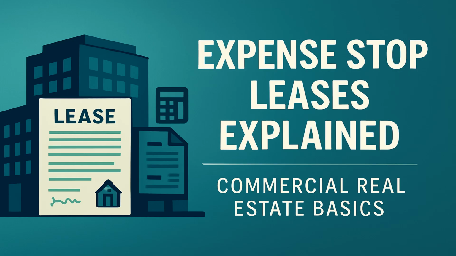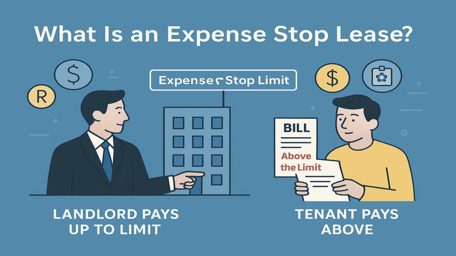Today we're breaking down expense stop leases, a common lease structure that affects how operating costs are shared between landlords and tenants. What is an expense stop lease, you ask? An expense stop lease is a commercial lease agreement where the landlord agrees to pay operating expenses up to a certain amount, which is known as the stop, and the tenant pays any cost above that amount. This amount is negotiable and usually applies to new buildings where there is no history of expenses. Think of it as a cost cap. The landlord covers expenses up to a point, and the tenant takes care of the rest.